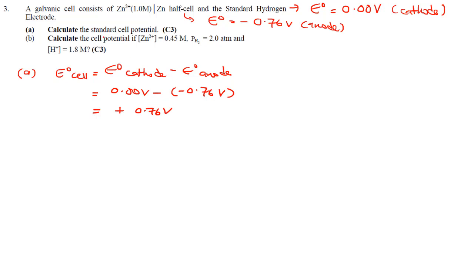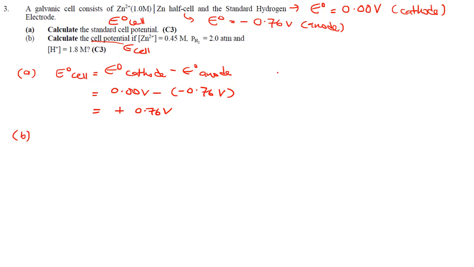Okay, next dia suruh kita calculate cell potential. Okay, kalau standard cell potential tu E0 cell, kalau cell potential tu E cell. So kita kena pakai Nernst equation. Alright, if the concentration of zinc ion is 0.45 molar, partial pressure or pressure of hydrogen tu 280 m, dan concentration of kita punya hydrogen ion is 1.8 molar. Okay, so before kita proceed dengan Nernst equation kita, apa kita kena buat? Kita kena buat kita punya overall equation dulu.